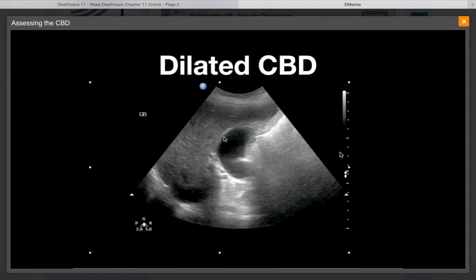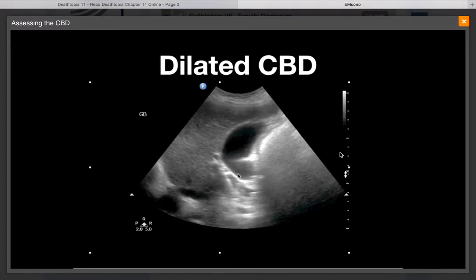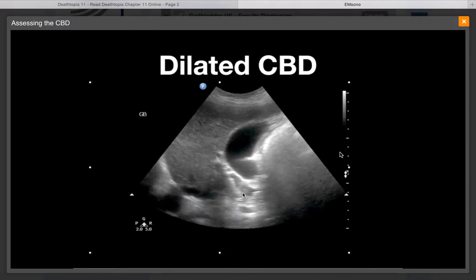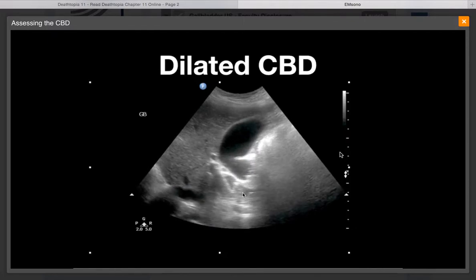Here you have a sagittal view of the gallbladder here. So anterior, posterior, head, and foot. You can see the gallbladder in its sagittal plane right here. By moving the transducer a little bit towards the patient's right, we can now see the common bile duct here, and you can see some echogenic foci within there. This patient had choledocholithiasis and had several stones present within the common bile duct.